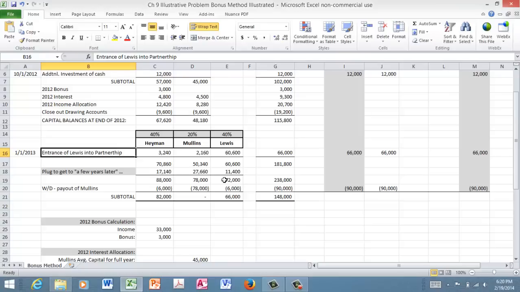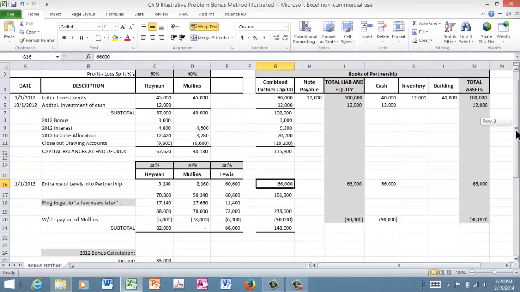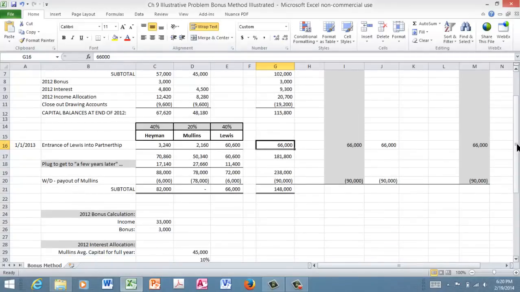And Lewis, an employee, is allowed to join the partnership on January 1st of 2013. The new partner invests $66,000 directly into the business for a 1/3 interest in the partnership property. Now, look what's happening. We've got $66,000 coming in, an injection of cash. And that entitles Lewis to a 1/3 ownership of the partnership.